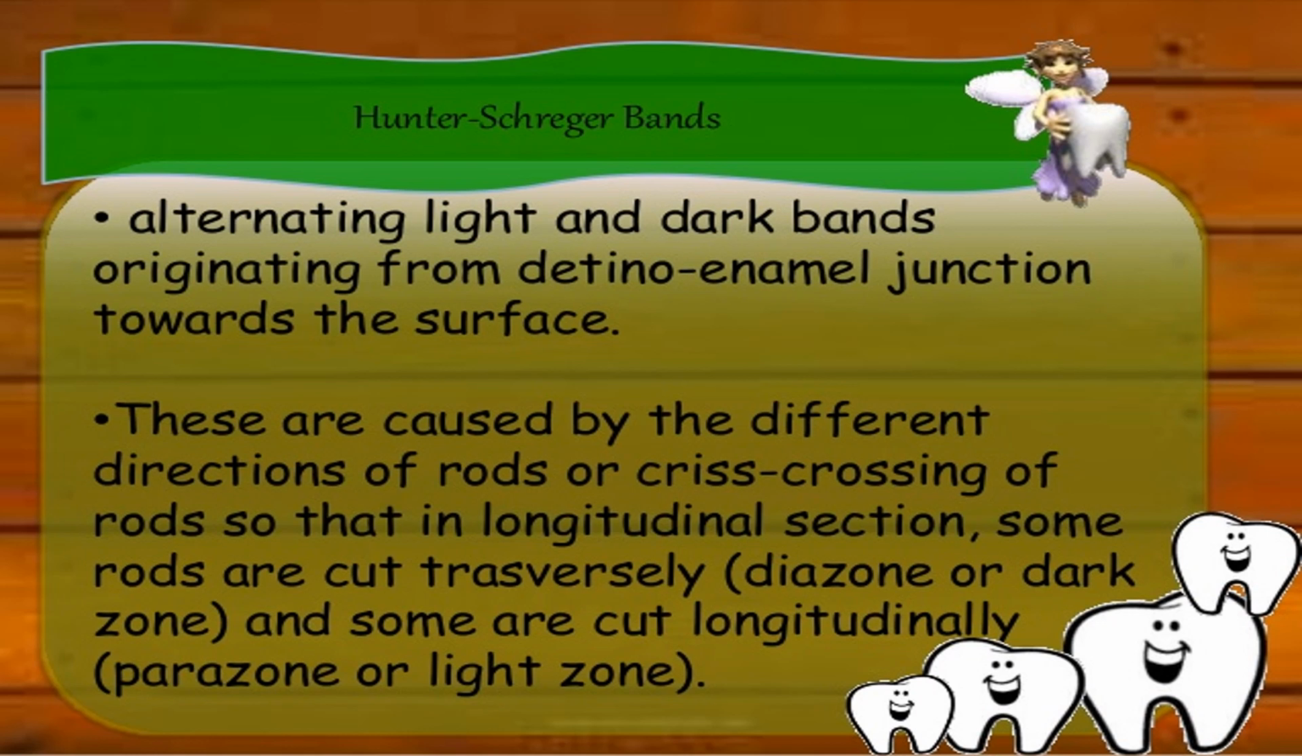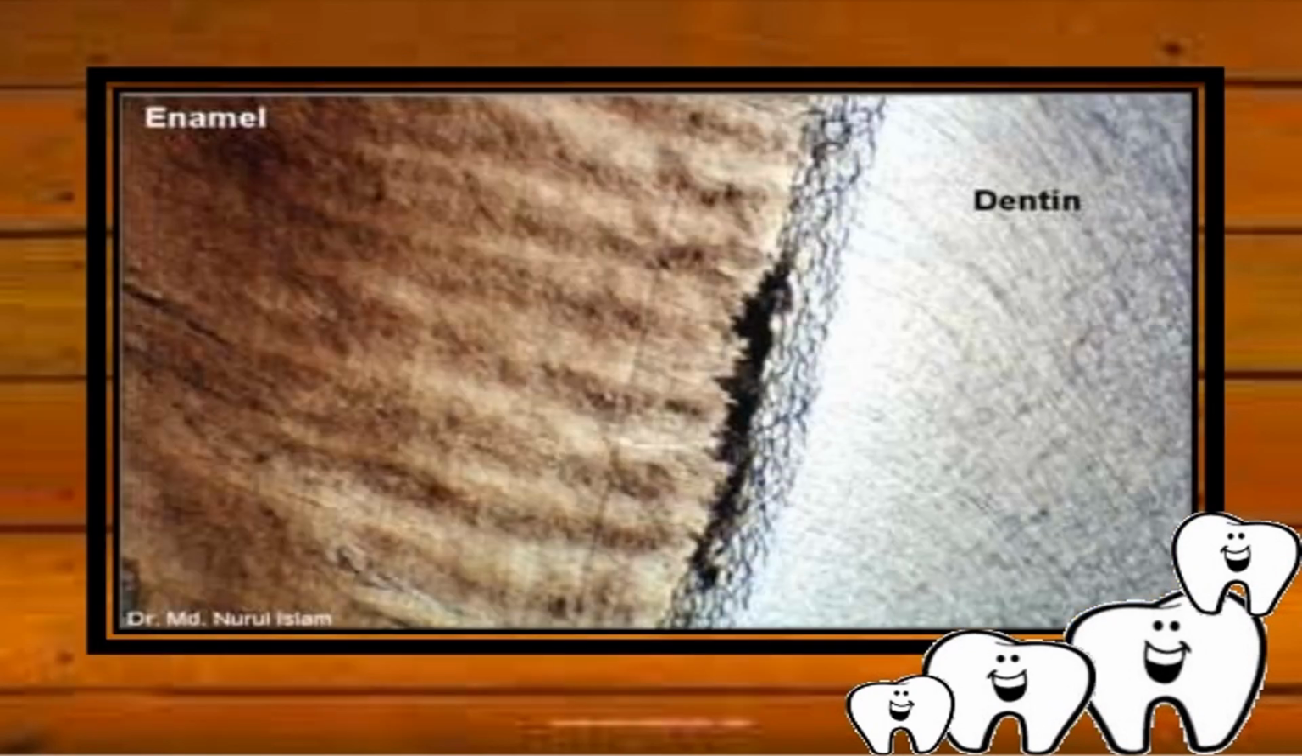These are caused by different directions of rods or crisscrossing of rods, so that in longitudinal section, some rods are cut transversely, the diazone or dark zone, and some are cut longitudinally, the parazone or light zone. So, the rods which are cut longitudinally are known as parazone or light zone, and the rods which are cut transversely are known as diazone or dark zone. Like in this figure, see how Hunter-Schreger bands are seen in microscopic structure.